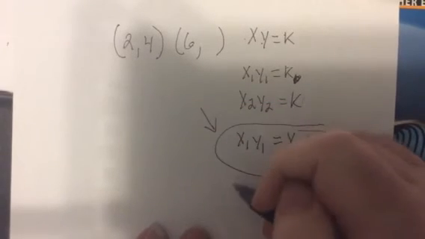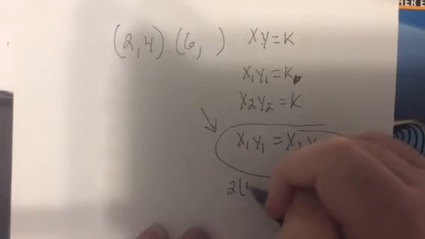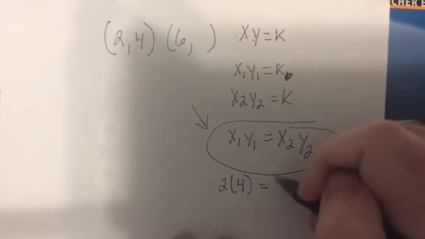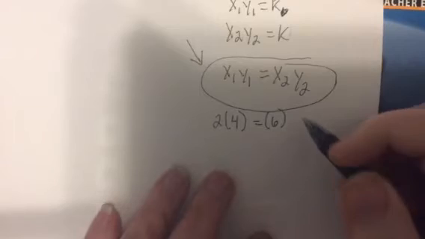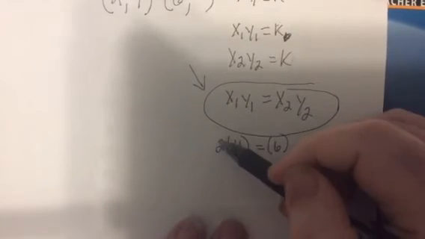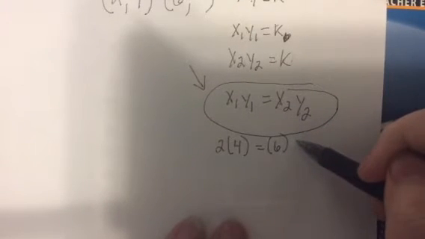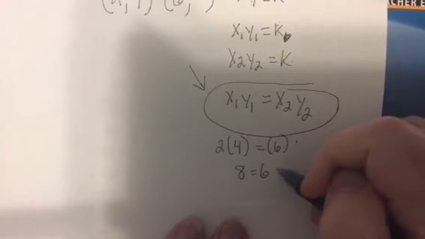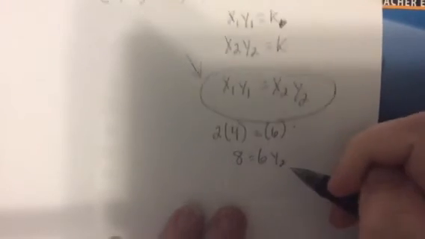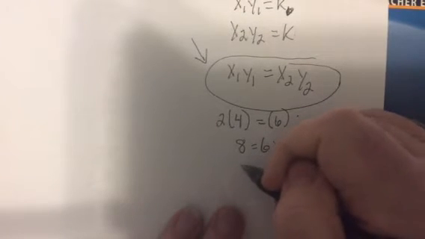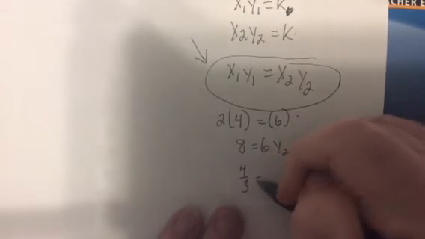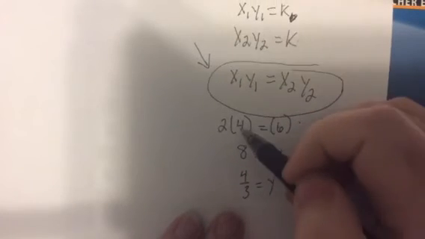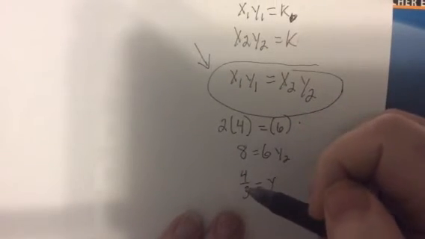That's our x, so it'd be 2, 4 equals, this is 6. Now if this is an inverse variation, the x got bigger, so therefore the y has to be smaller. So 8 equals 6 times y sub 2. Divide by 6, it'd be 4/3. It did get smaller. Well, 4/3 is smaller than 4.